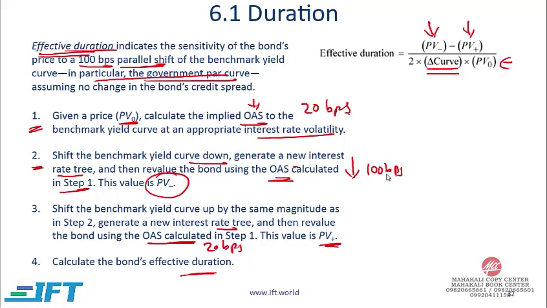So in my example, if we generate this new interest rate tree by bringing the benchmark yield curve down, if we bring the yield curve down by 100 basis points, that is the curve. 100 basis points means 1%, which means 0.01 in decimal. So if we bring the yield curve down by 100 basis points, what we plug in here is 0.01.